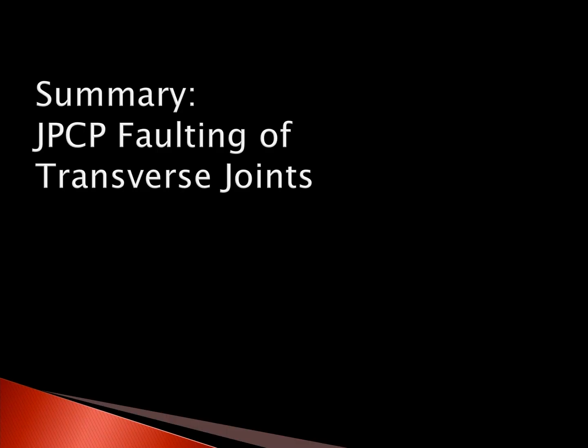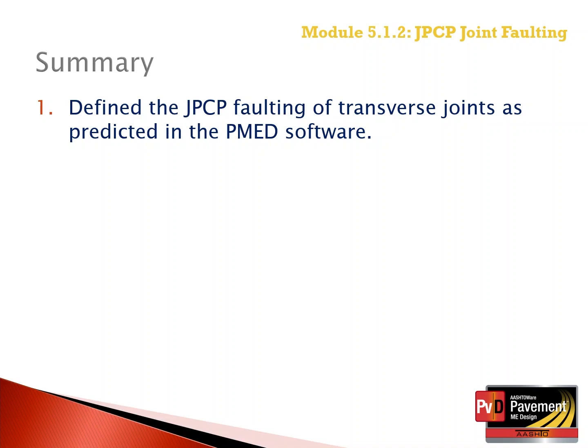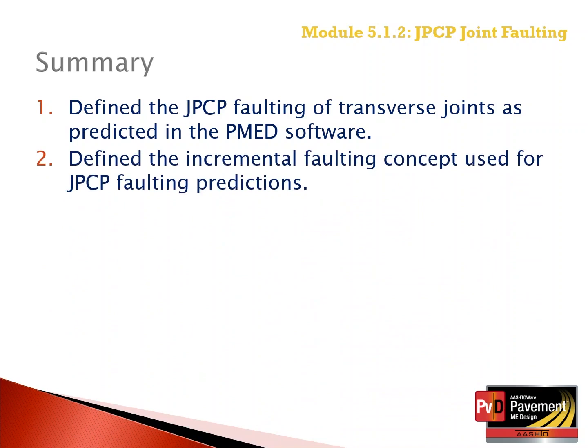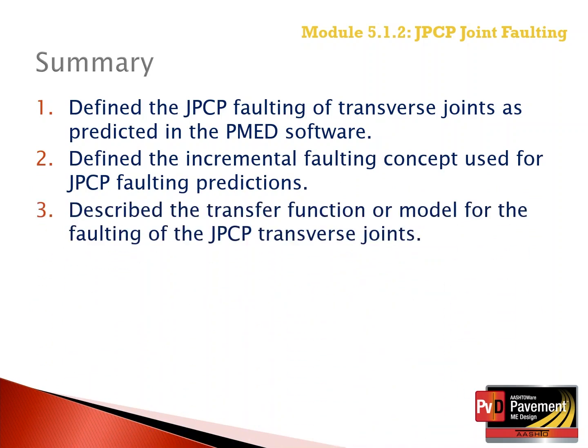This final section is a summary of the materials presented under Module 5.1.2 for the faulting of transverse joints. In summary, we defined and explained faulting of transverse joints in jointed plain concrete pavements. We also defined the incremental faulting concept used to predict faulting of transverse joints. And we also described the transfer function for the faulting of transverse joints in jointed plain concrete pavements.